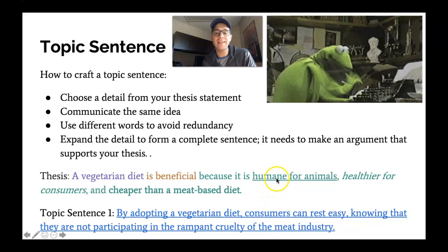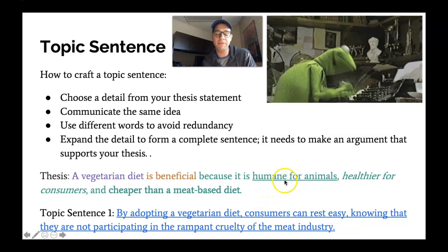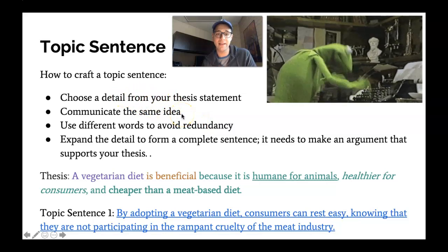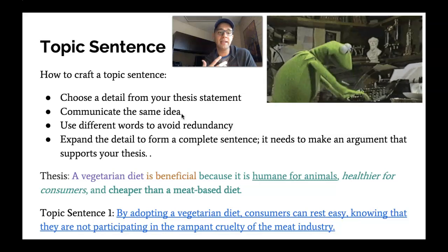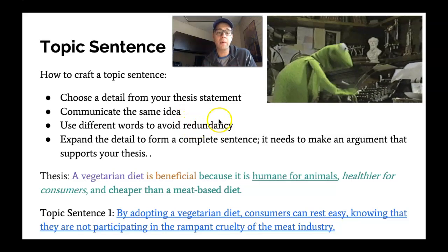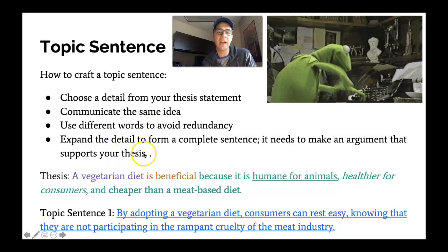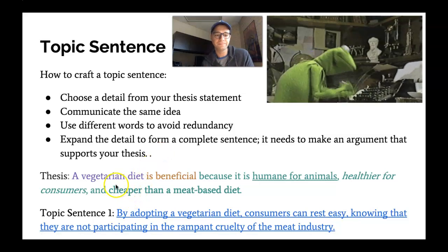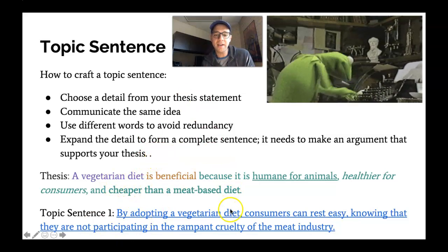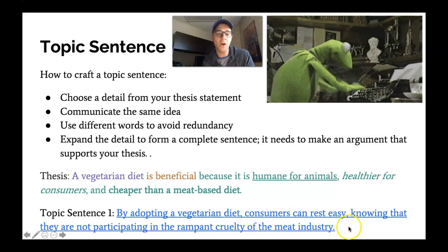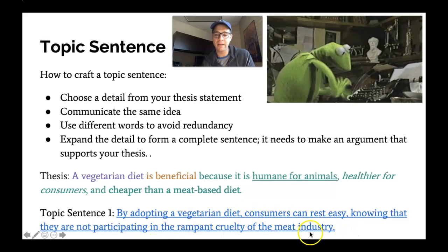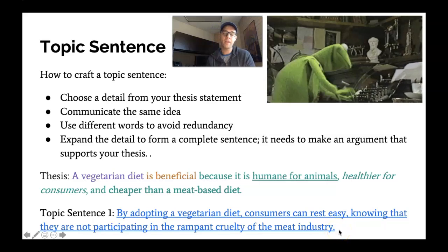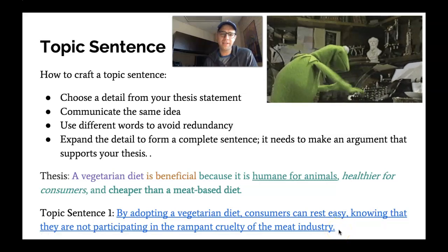Now, I want to take this first detail, how it's humane for animals, so I've chosen the detail. I want to communicate that same idea, that being a vegetarian is humane for animals. I want to use different words to avoid redundancy so it doesn't sound the same, and I want to expand the detail to form a complete sentence. Okay, so here's what I did. By adopting a vegetarian diet, consumers can rest easy knowing that they are not participating in the rampant cruelty of the meat industry, right?